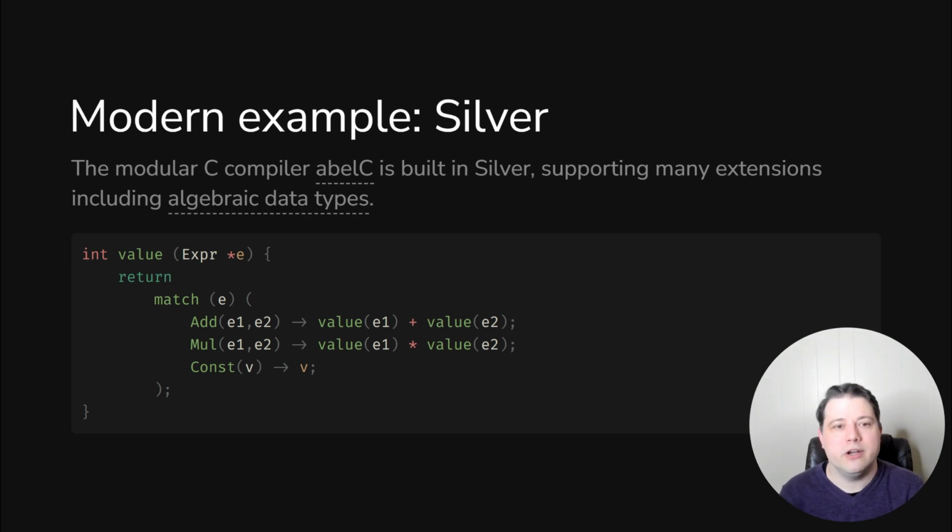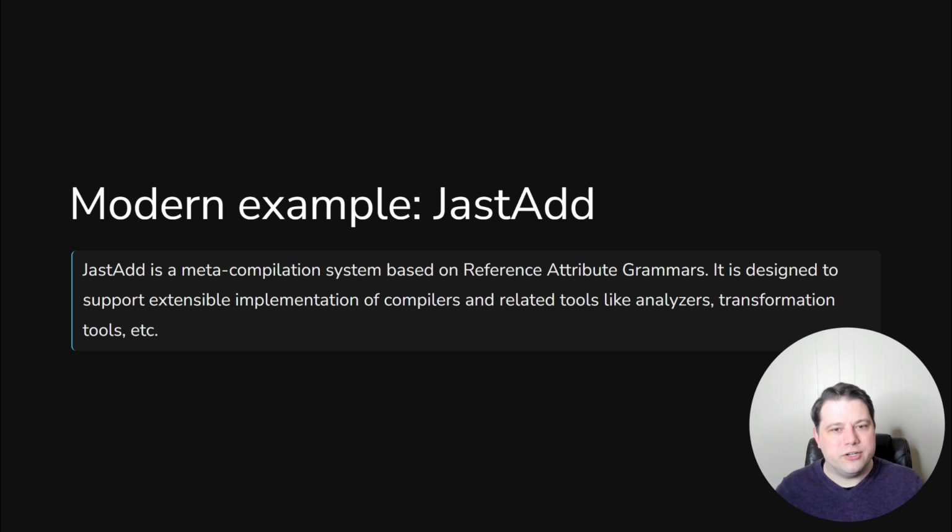So what's something they do in Silver? This is a cool example. They have this C compiler called ableC that's built in Silver, and it supports lots of drop-in language extensions, and you could probably write your own pretty easily. So these extensions, for example, this one to add algebraic data types to the C language, it's not even in the same repository as the compiler. It's like an external library. You can just put it in there, and now C has algebraic data types. That's amazing.